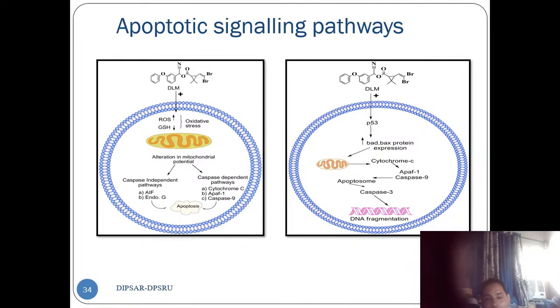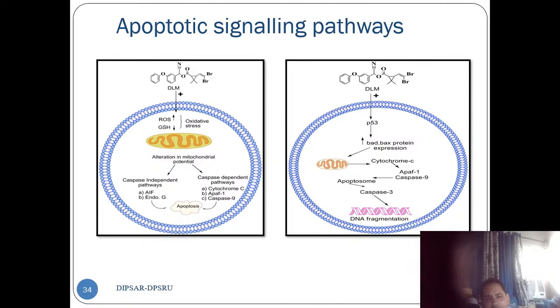Not only the intrinsic; on the screen, these are the intrinsic signaling pathways of apoptosis, which can be induced by DLM, one of the pesticides widely used in agriculture. How it can result in apoptosis is explained in these figures. But if any one of you is working on cancer or any disease, you should know about these.